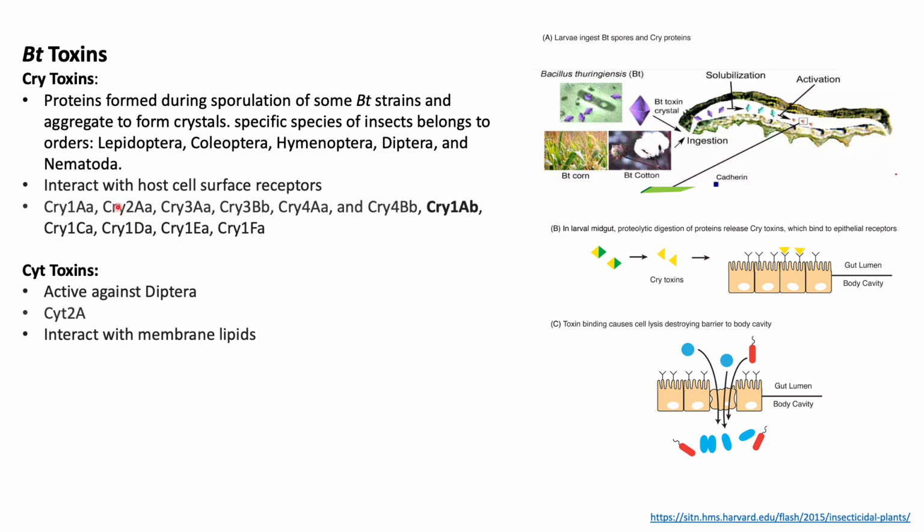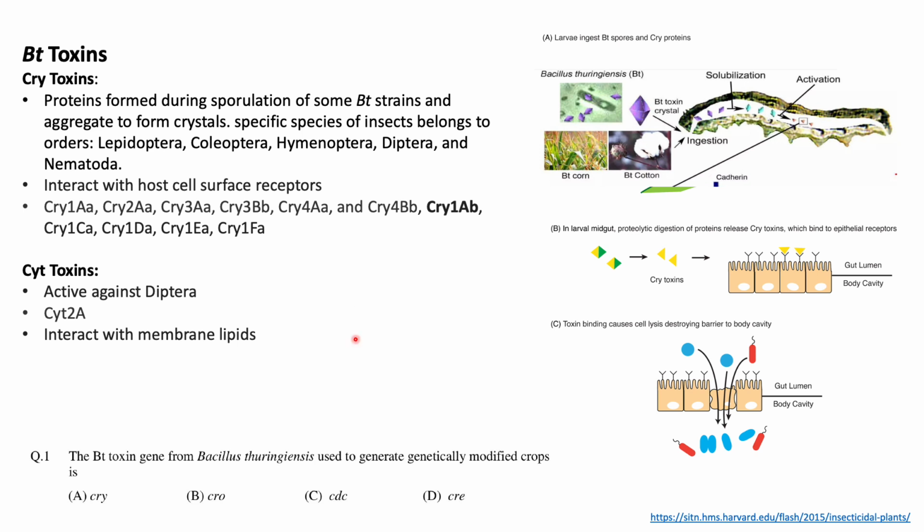So while there are many genes encoding many of these cry and cytotoxins, Cry1AB is the one widely engineered into the genetically modified crops. So coming back to our question, the Bt toxin gene from Bacillus thuringiensis used to generate genetically modified crops is, the answer is cry. So what are these other options? So just to understand that all these other options are irrelevant.